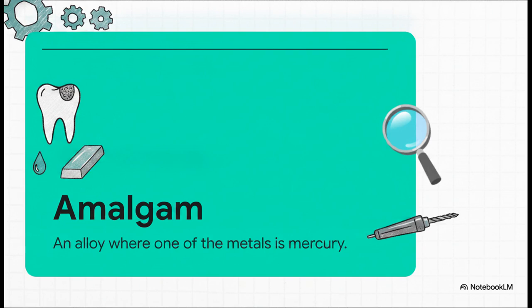Just a brief terminology note for your exams. Whenever one of the metals in an alloy is mercury, we give it a specific name. We call it an amalgam. For instance, dentists used to use silver amalgams quite often to fill cavities in teeth.